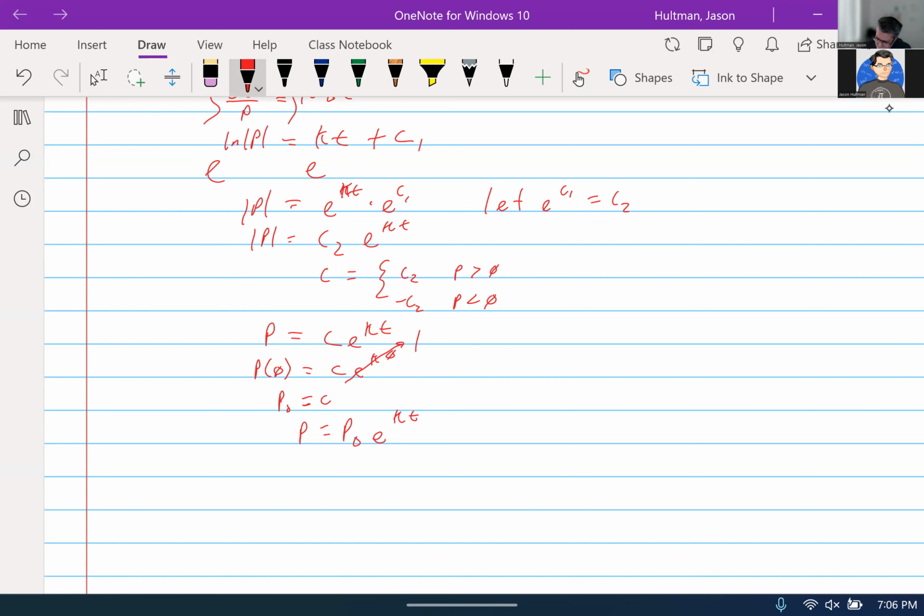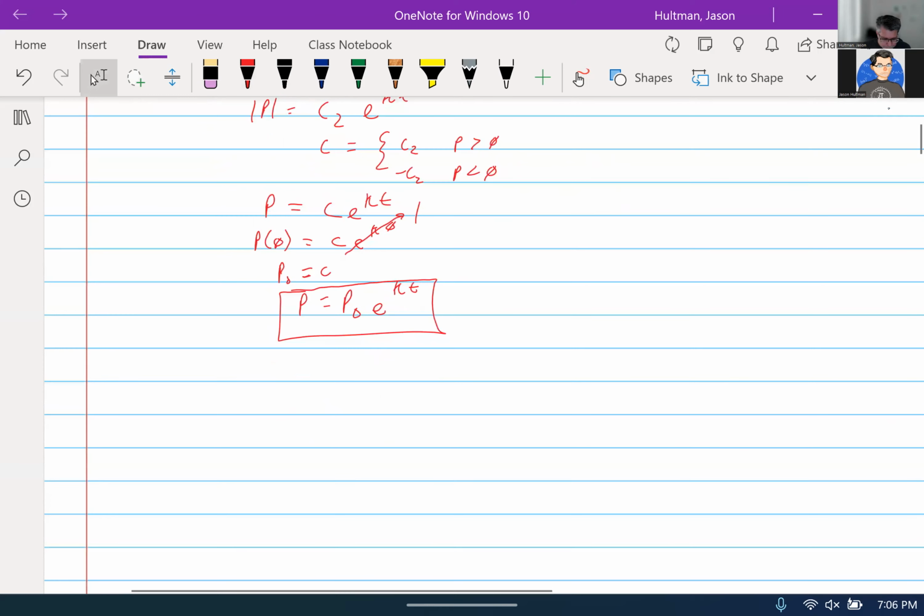That's the population model that you've grown up with. If k is greater than 0, then we have population growth. If k is less than 0, if k is negative, then we have population decay.